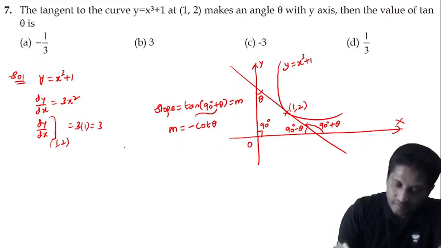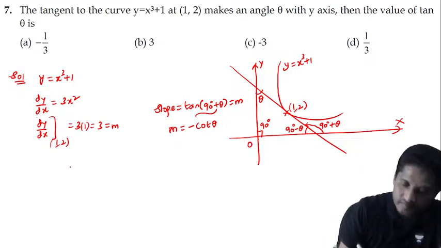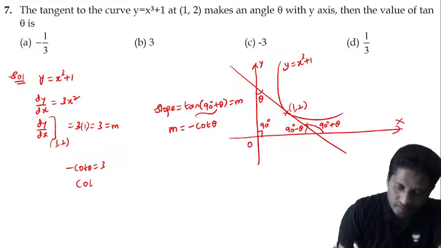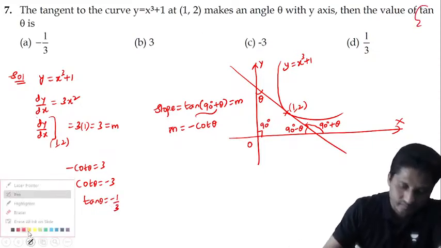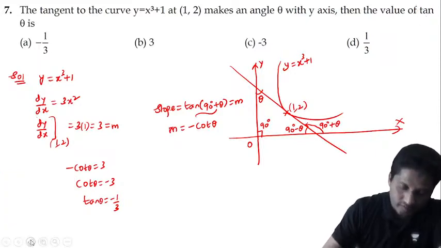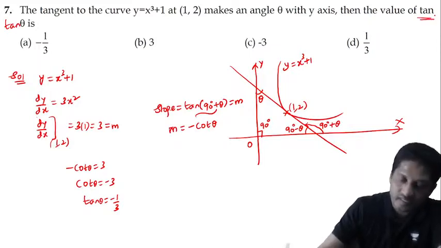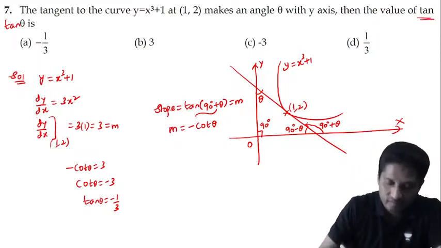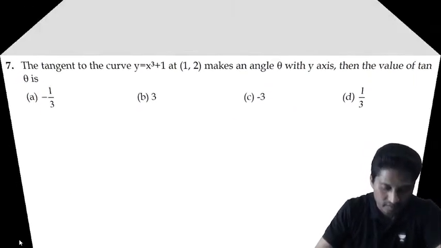Now if I equate the two values of m, you get minus cot theta equal to 3. So cot theta is equal to minus 3. From this I can write tan theta is equal to minus 1 by 3. We are supposed to find the value of tan theta, which is equal to minus 1 by 3. The answer is option A. Right, let's move to the next question.